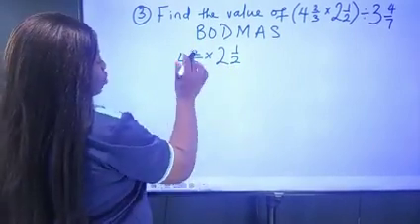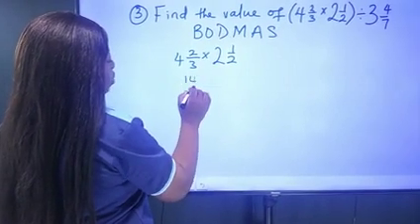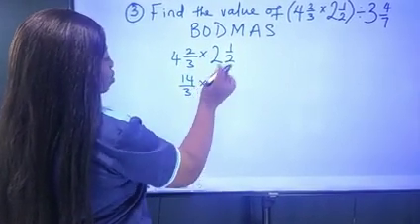3 times 4 is 12. 12 plus 2 is 14. So that's 14 over 3 times 2 times 2 is 4.